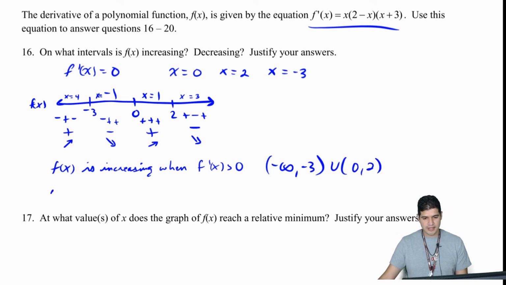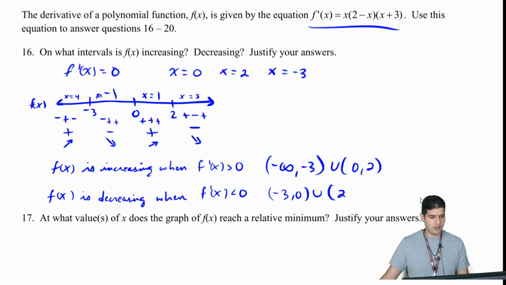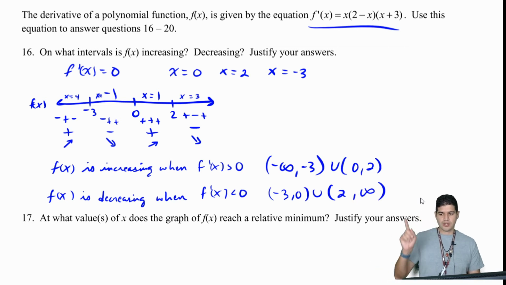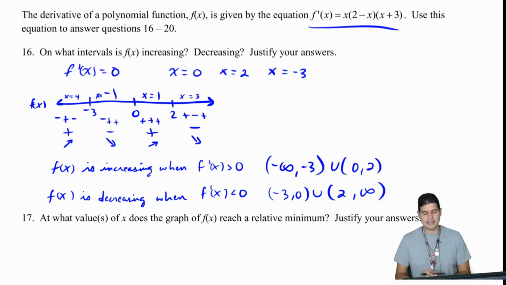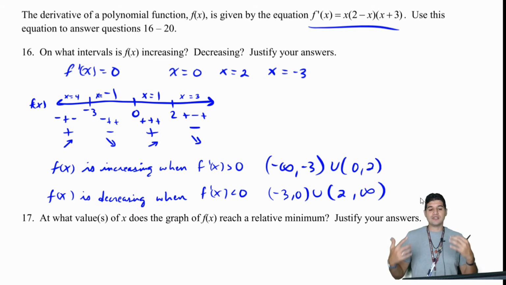And then on the flip side, f of x is decreasing when f prime of x is negative, when it's less than 0. And so I already put the arrows down, but where are we negative? Well, that's happening in between negative 3 and 0, and union, in between 2 all the way to infinity. So those two answers are going to be where we're having increasing and decreasing. And we have analysis using our handy dandy sign chart, but we still need to say f of x is increasing when f prime is greater than 0.